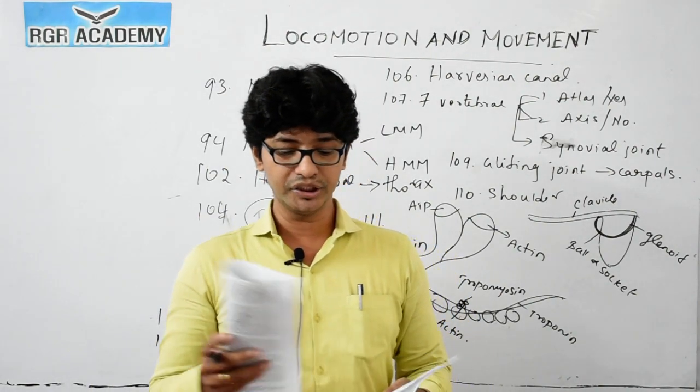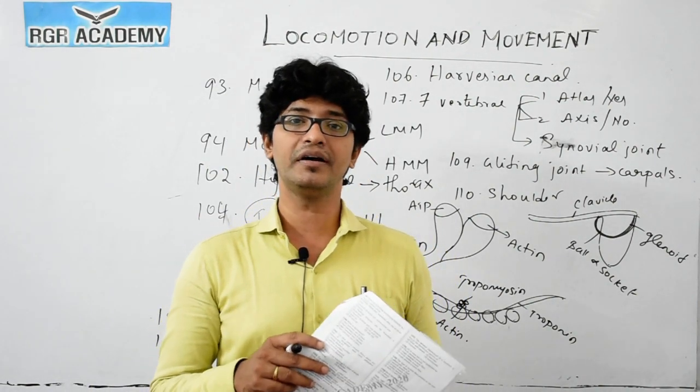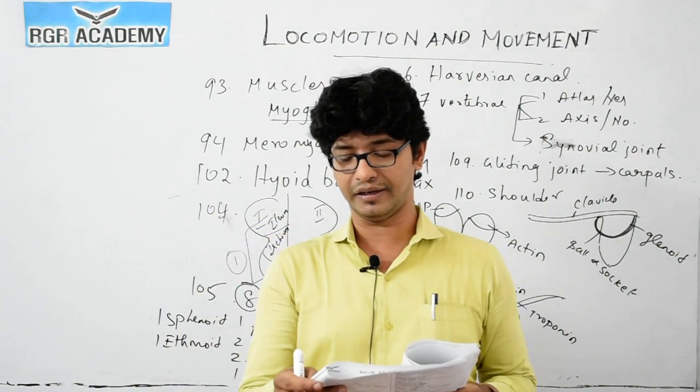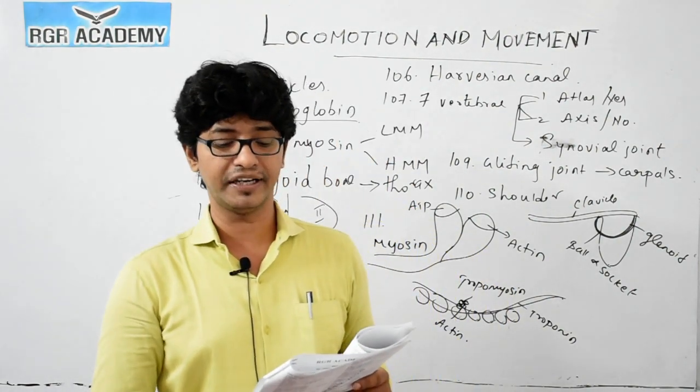Question number 118. The lumbar region of the vertebral column. How many lumbar vertebrae are there? We have 5 lumbar, L1 to L5. So option 4 is the correct answer, 5 vertebrae.